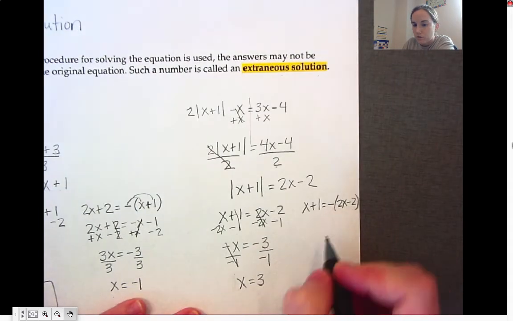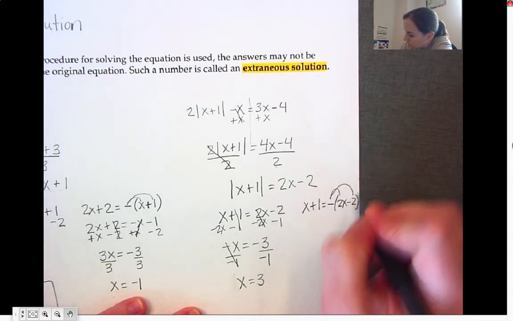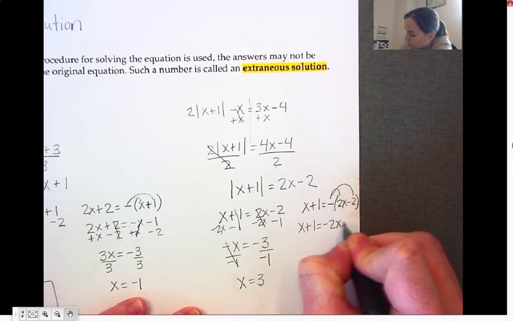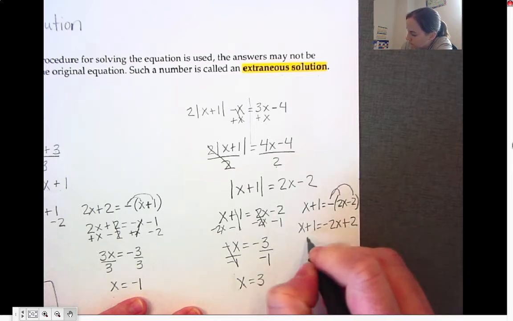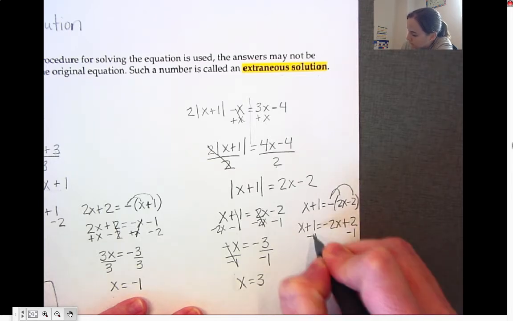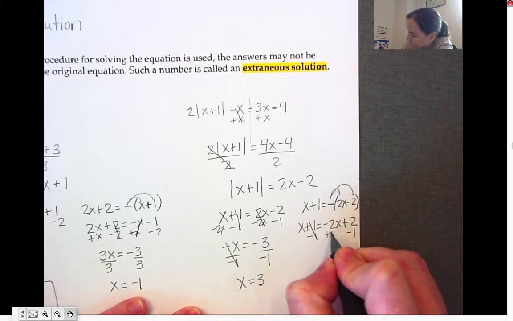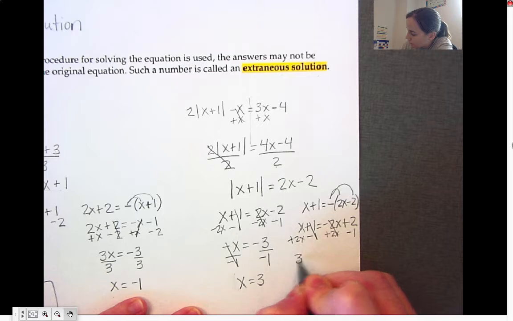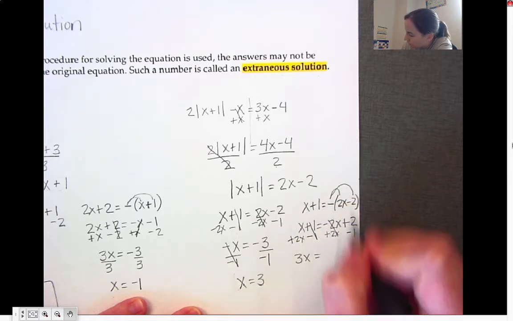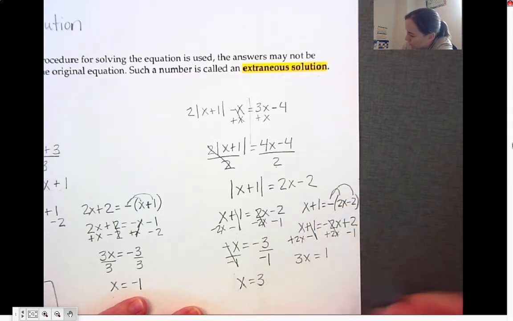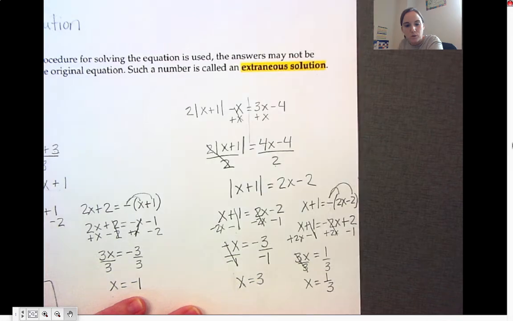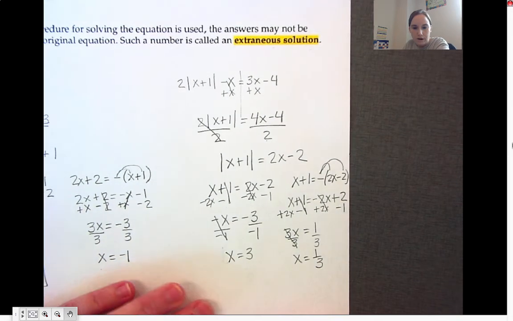And over here, I want to distribute. We'll have x plus 1 equals -2x plus 2. Move your like terms together. We'll have 3x equals 1. Divide by 3, divide by 3. X equals 1/3. Okay, so it looks like everything's working out great.